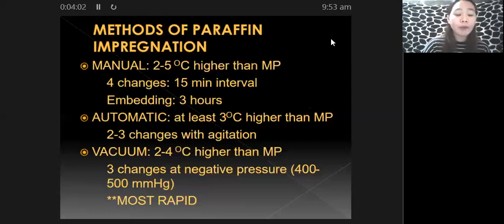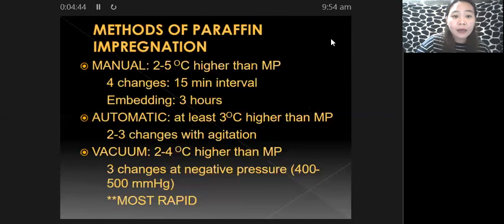For your manual tissue processing, the number of changes is 4 changes, and the interval or duration is 15 minutes. This is what was mentioned in your Gregorios. But if you are reading other references, they would say that it requires longer immersion. Some references would indicate 30 minutes, some 1 hour, 1 hour and 30 minutes, and so on and so forth.